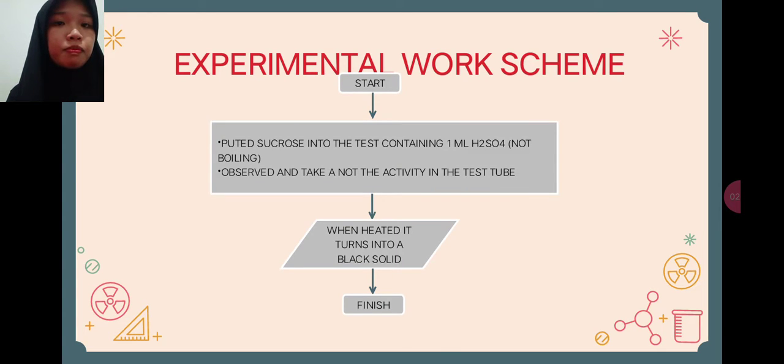Next, put sucrose into the test tube containing 1 milliliter sulfuric acid, not boiling. Observed and take note of the activity in the test tube. The result is when heated it turns into a black solid.